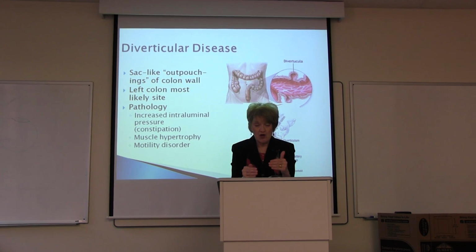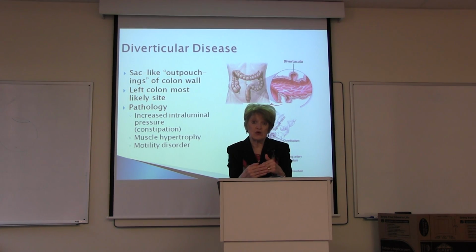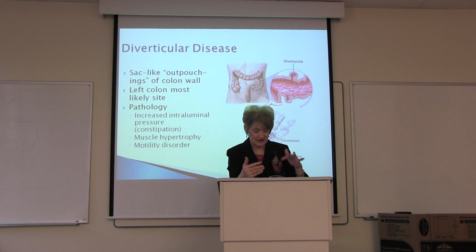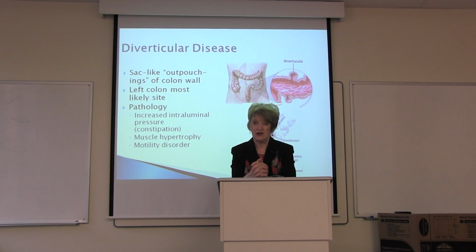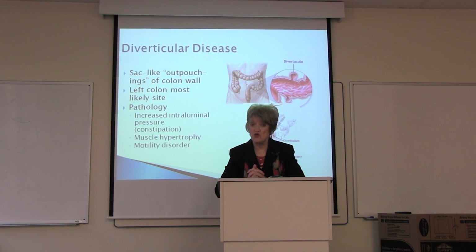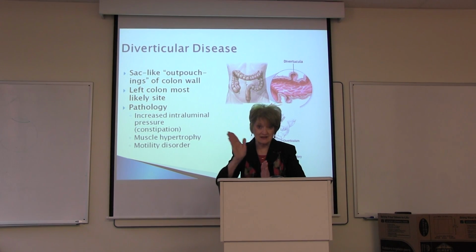Pressures within the colon among patients with diverticular disease have been measured at over, as you see, 90 millimeters of mercury. Contrast that to the normal levels of less than 10. So, a marked increase in intraluminal pressures. That's what creates the little sacs.